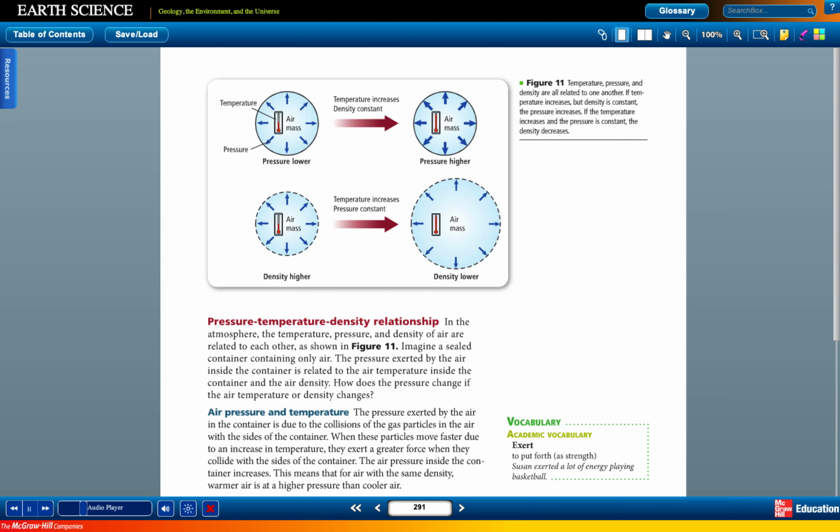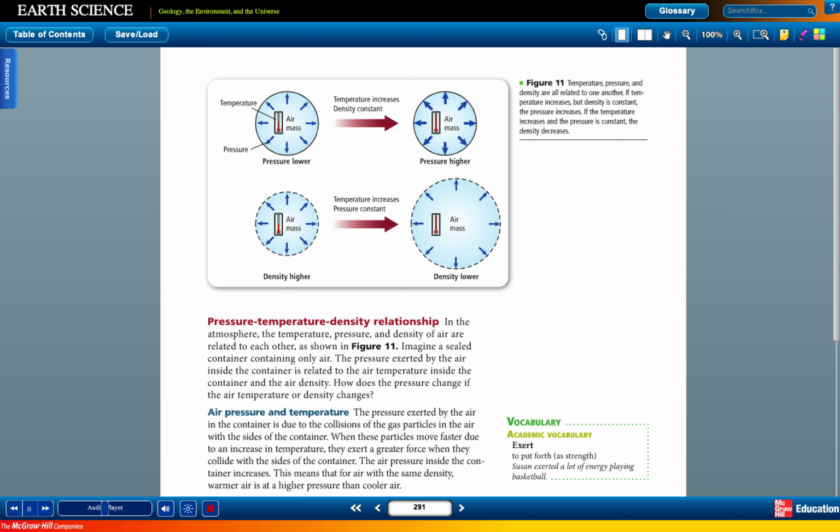Air pressure and temperature. The pressure exerted by the air in the container is due to the collisions of the gas particles in the air with the sides of the container. When these particles move faster, due to an increase in temperature, they exert a greater force when they collide with the sides of the container. The air pressure inside the container increases. This means that for air with the same density, warmer air is at a higher pressure than cooler air.